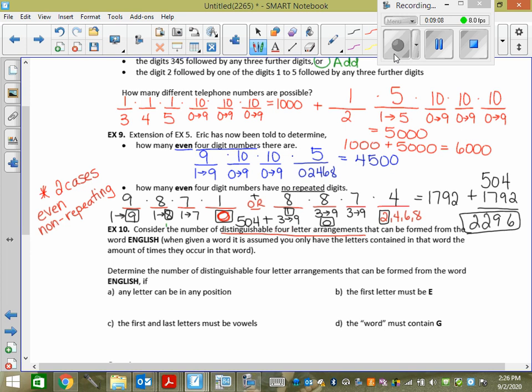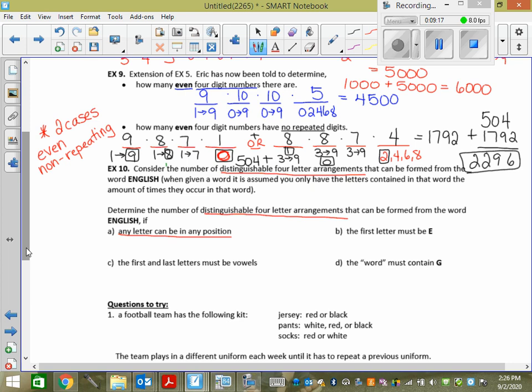So determine the number of distinguishable 4-letter arrangements that can be formed from the word English if any letter can be in any position. So how many blanks are we going to have? It's a 4-letter word. How many blanks are we going to have? 4. Because in each of those blanks, I told you when using the fundamental counting principle, you can only leave one thing in each of those blanks. That's the rule of the fundamental counting principle. So if we're doing a 4-letter word, we're leaving 1 letter, 1 letter, 1 letter, 1 letter, right? So we're going to have 4 blanks.